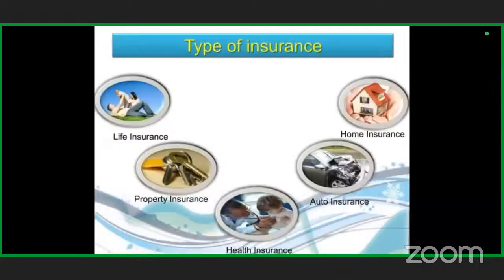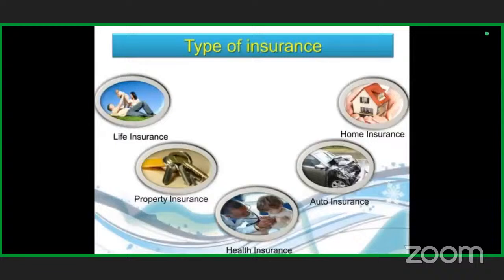Then types of insurance. Life insurance will be there, property insurance will be there, health insurance will be there, auto insurance will be there, home insurance will be there. Health insurance relates to the health, life insurance relates to the lives of human beings, and property insurance relates to personal properties, house, building, etc.